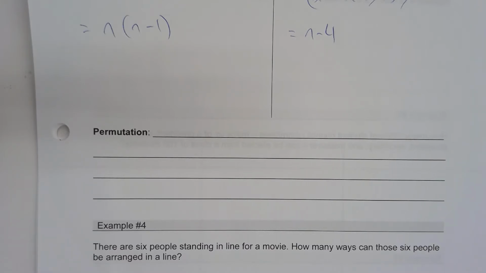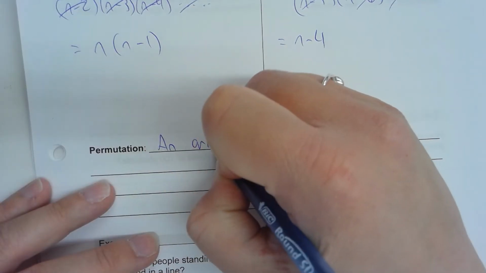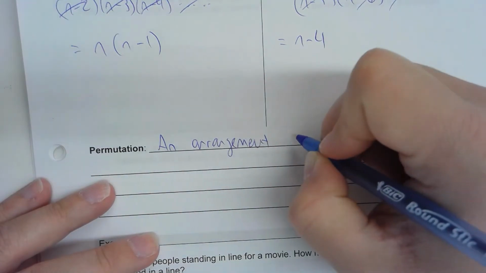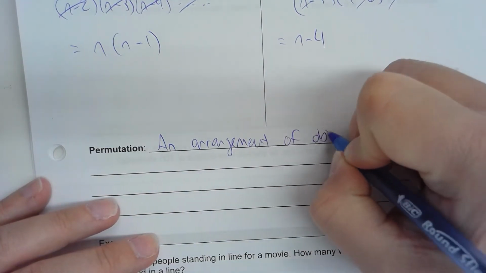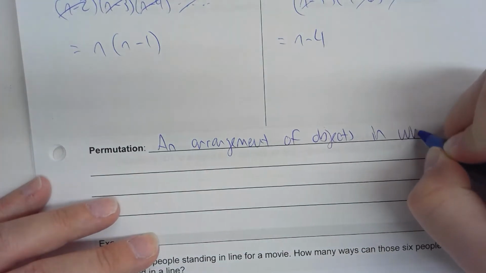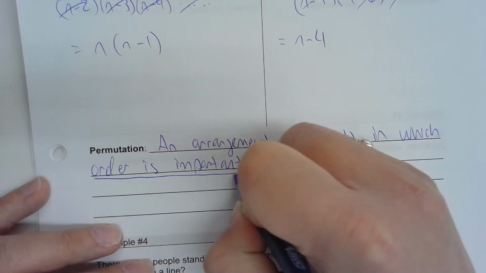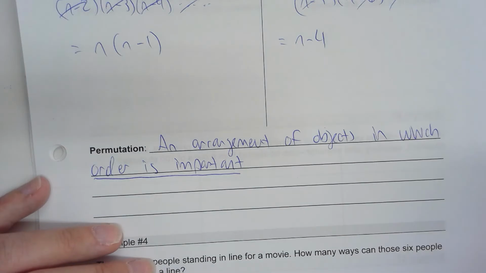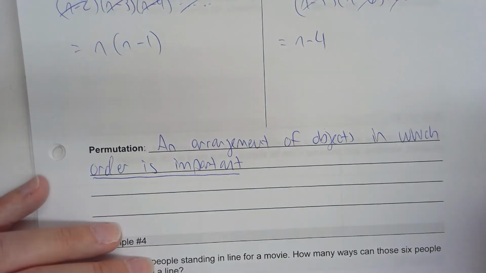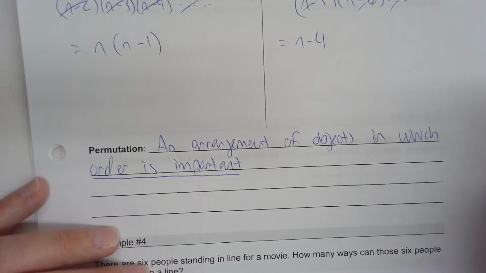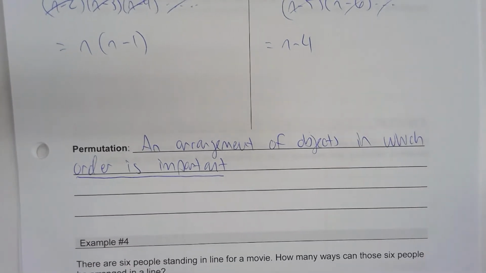How many different arrangements can we have? So a permutation is an arrangement of objects in which order is important. And I'm going to underline order is important because we will do another type of thing here called a combination where order is not important. So we're going to keep having this conversation, like, is order important? Just as a little preface for where we're going.